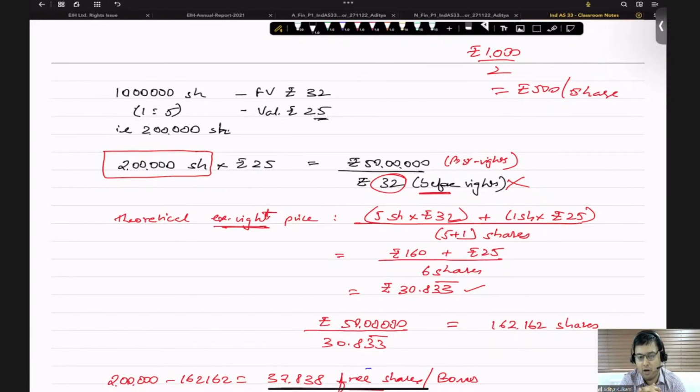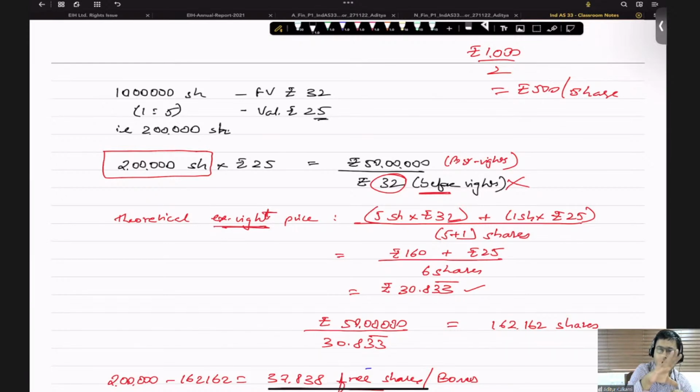Answer is no, you cannot. 32 is the price before the rights issue. That means what? After the rights issue, do you think the market price remains the same? It goes up or it comes down? Sir, it will come down, no? Because you have issued new shares below the fair value.